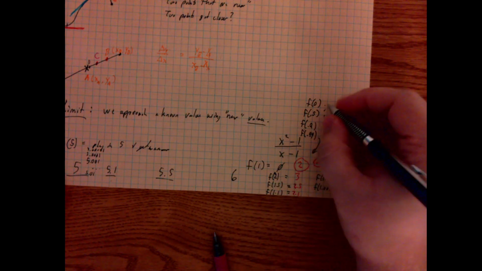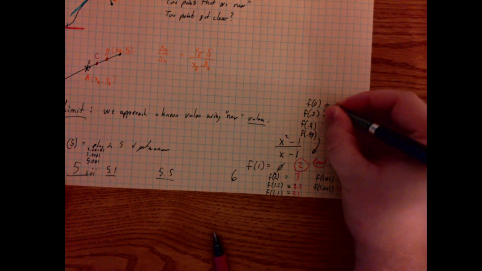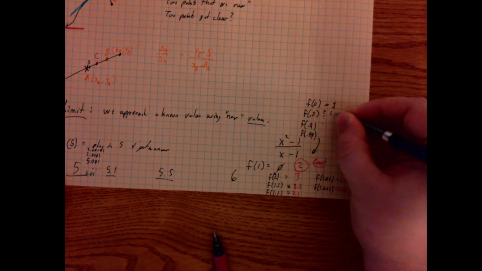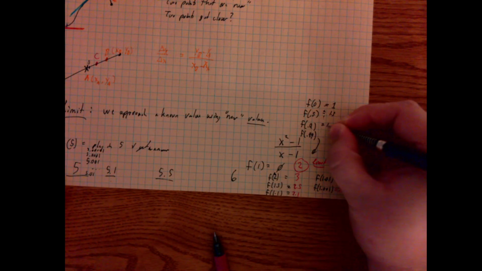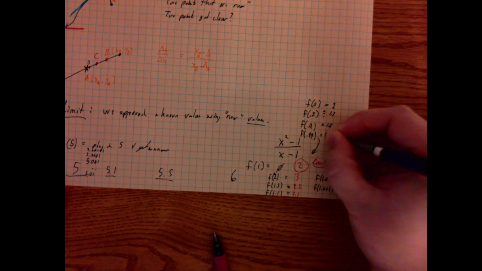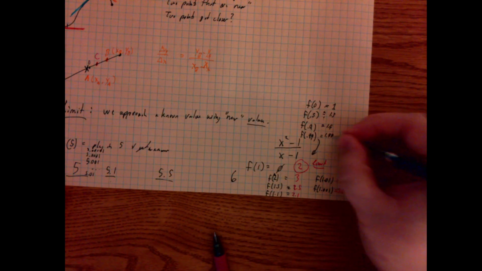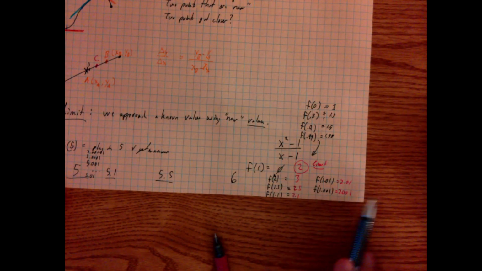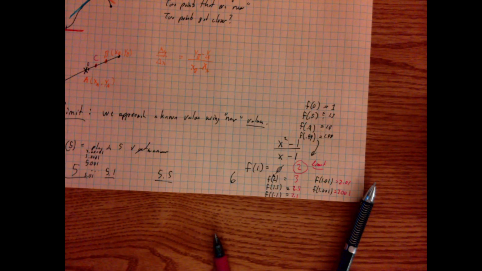At 0, this function gets a value of 1. At 0.5, this gets a value of 1.5. At 0.9, this is 1.9. At 0.99, 1.99. So you can see how they each end up getting closer and closer to the value of 2, just like these got closer and closer to the value of 2. And thus establishes the idea of a limit. We're looking at how we get close to a value.